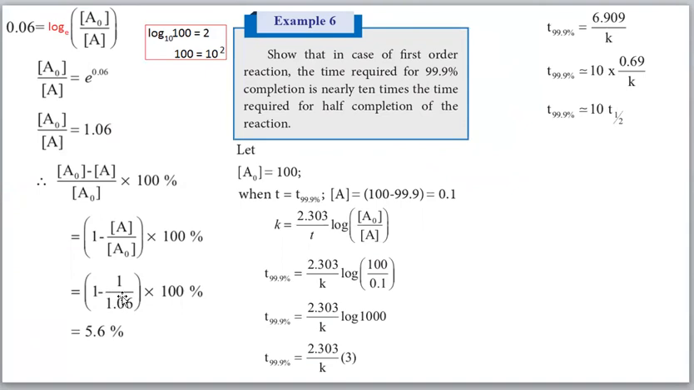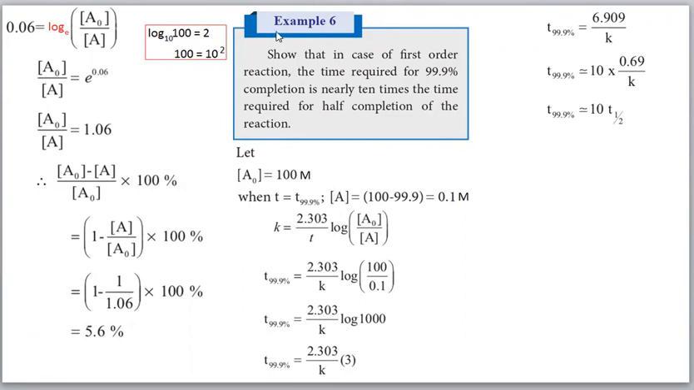Then we can take the LCM for these two. LCM is 1.06. So here we will get 1.06 minus 1, which is 0.06. So now we get 0.06 divided by 1.06 into 100. 0.06 into 100 is 6, so the numerator value is 6. The denominator value is 1.06. When we divide these two values, we will get 5.6%.